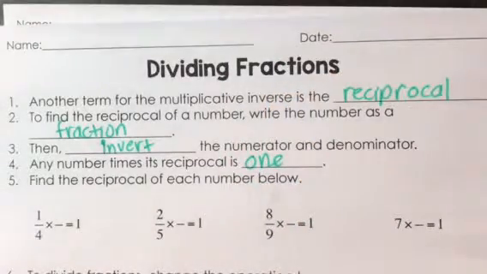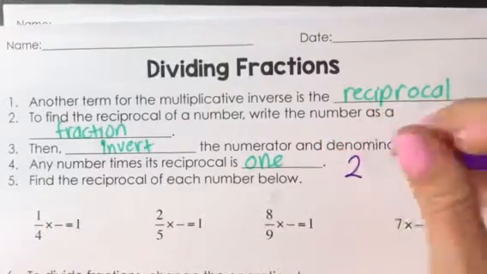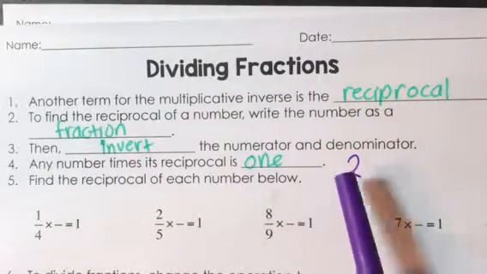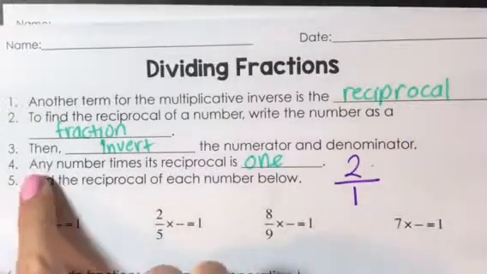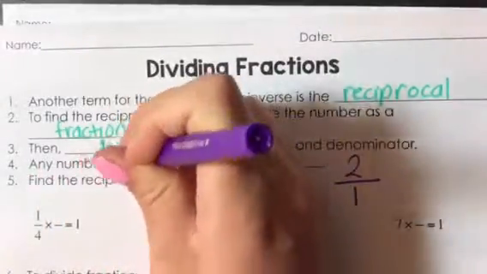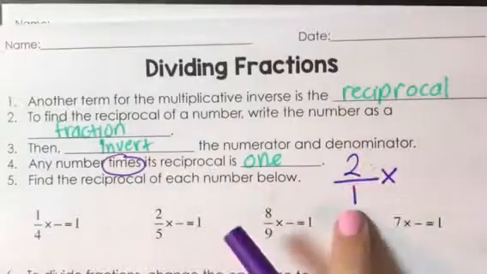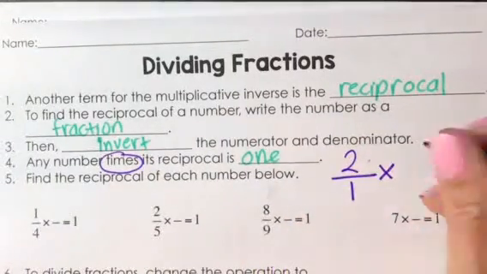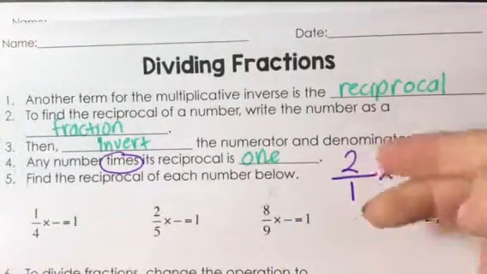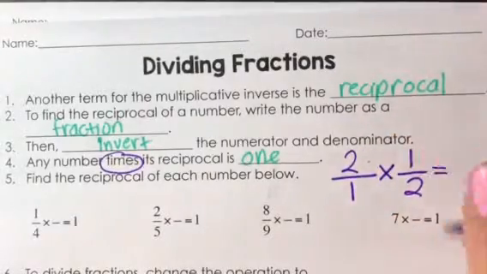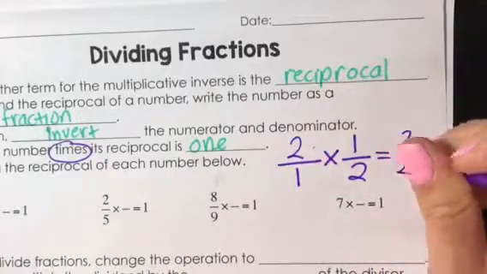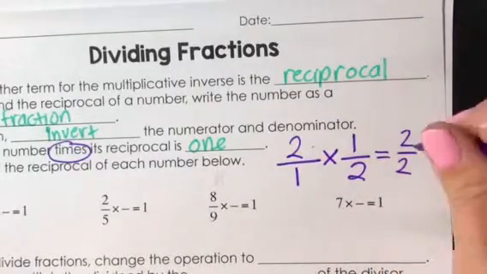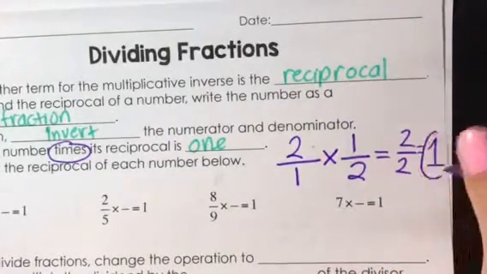Let me prove this. So let's say I have the whole number 2. Well, I got to write this as a fraction first. So 2 would be 2 over 1. And if it says any number times, that's multiplying, its reciprocal. So this reciprocal would be 1 over 2. See how I flip them? And if I multiply across, 2 times 1 is 2. 1 times 2 is 2. 2 over 2 equals 1 whole.